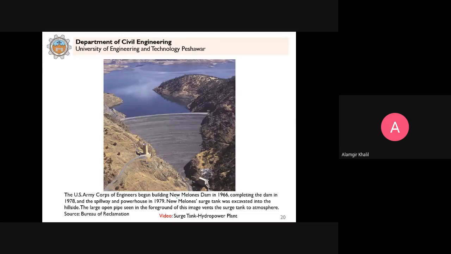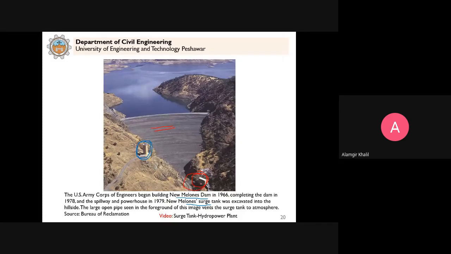Similarly, you can see this is another dam in the US. You can see that the surge tank is provided here. This is a vertical surge tank open to the atmosphere. And what will happen is that you can see a huge quantity of water is stored behind this dam, and you can see the powerhouse here.